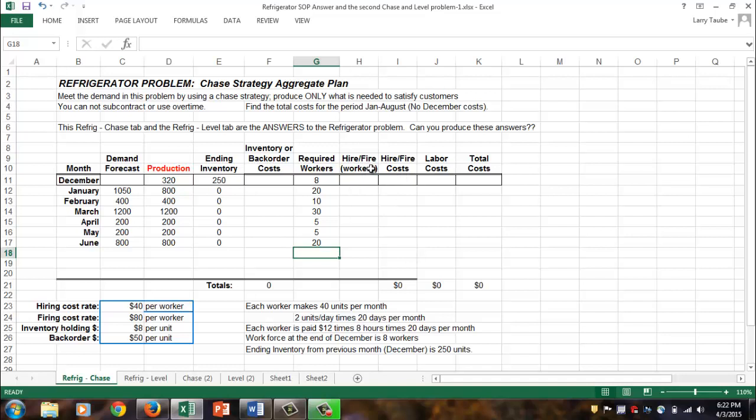Now you can see that our required workers go all over the place, so we're going to have a lot of hiring and firing people, and we have a lot of hiring and firing cost. And notice I just got one column here for hiring and firing before we had two. It's because it's still pretty easy to do that, right? There's a minus 12, there's a minus 10. If the number's negative, make sure you use the 80. So this would be 80 times 10 or 800. The first number is 12 times 40 or 480.